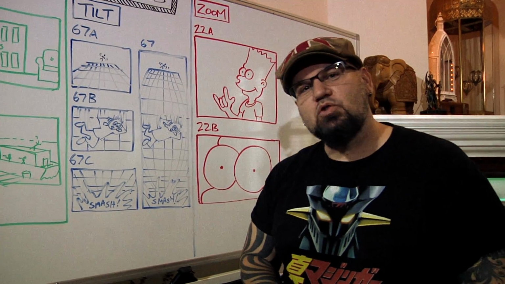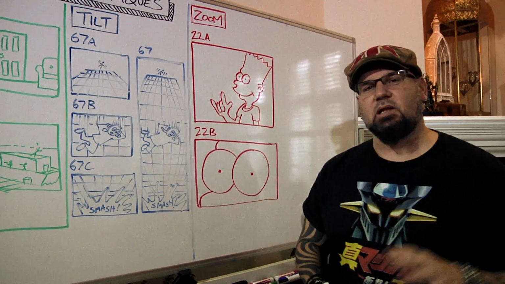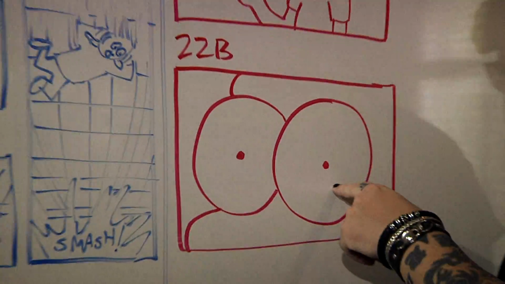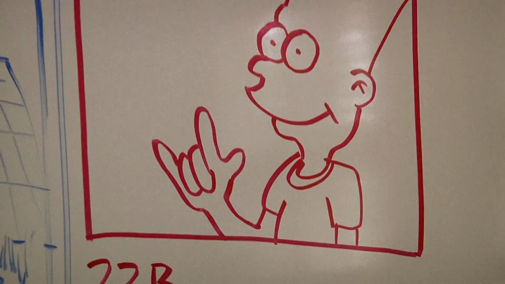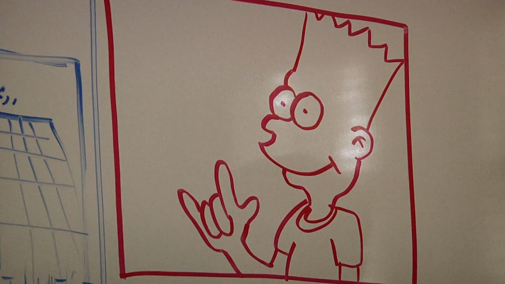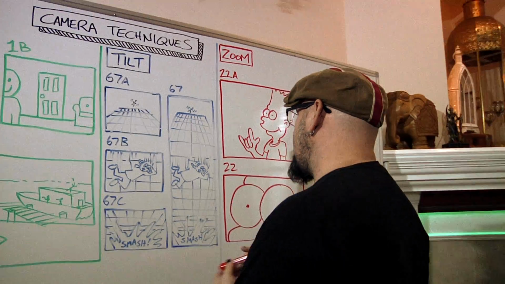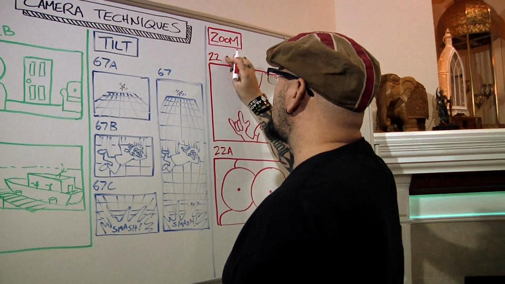Now, you can zoom in and you can zoom out. Let's say that you want to do the opposite. Let's say that your shot begins with an extreme close-up of Bart Simpson's eyes. Then let's say you want to zoom out to reveal that Bart listens to Swedish death metal. If that's the case, then you would just flip-flop these. This one would actually be the first one. This would be 22A. And then this one would be 22B.